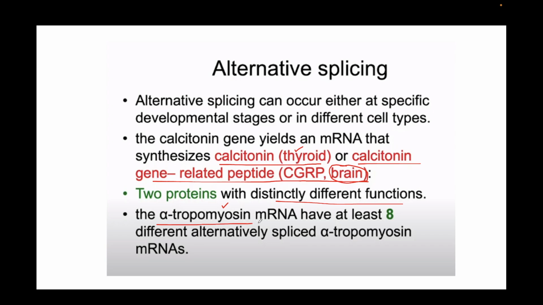The alpha tropomyosin mRNA have at least 8 different alternatively spliced alpha tropomyosin mRNAs. Okay, so if we talk about a particular single mRNA of alpha tropomyosin, it is generating 8 different types of spliced alpha tropomyosin mRNAs. So these are a very good example of alternative splicing. You can remember it, or you can just go for other examples.